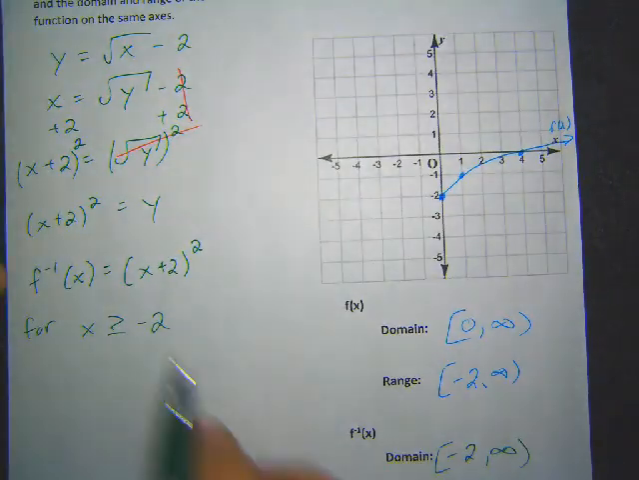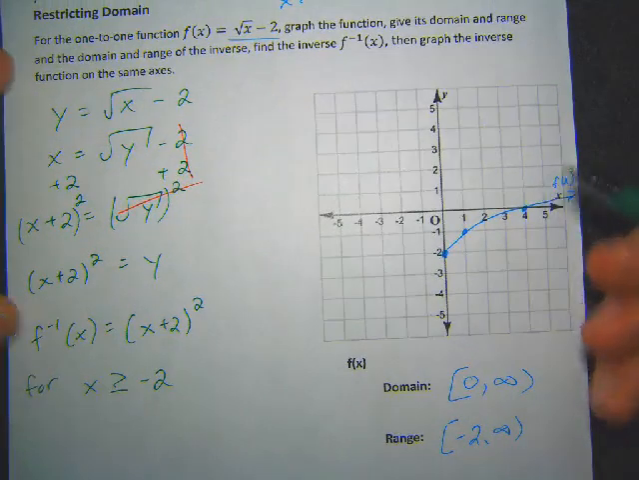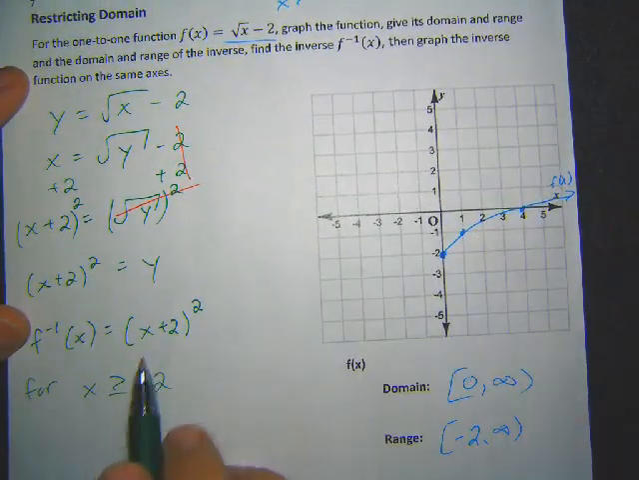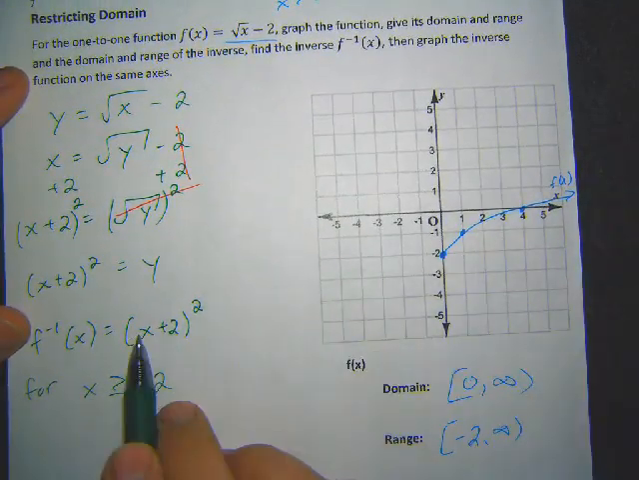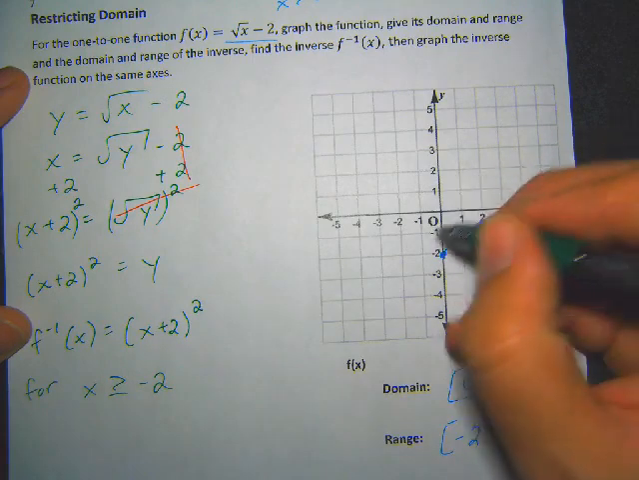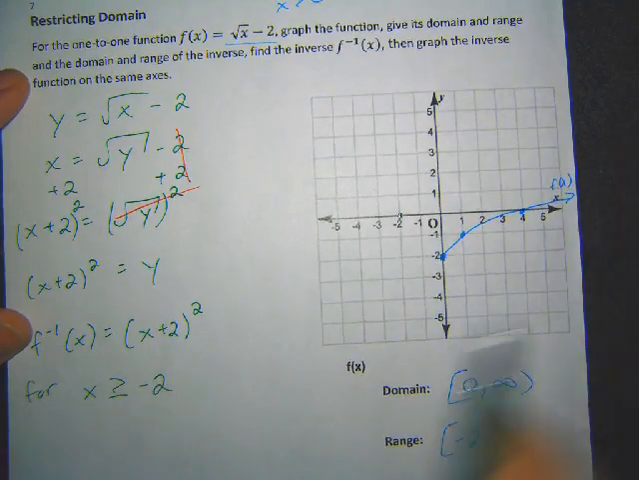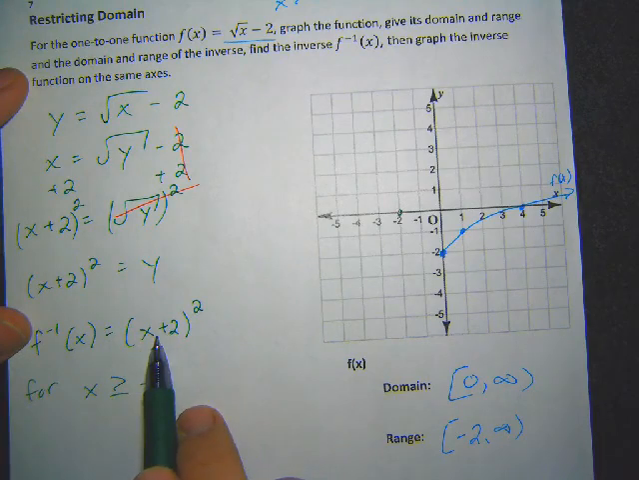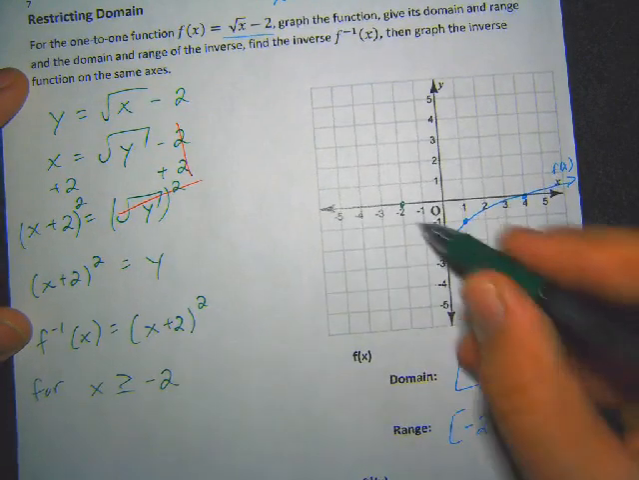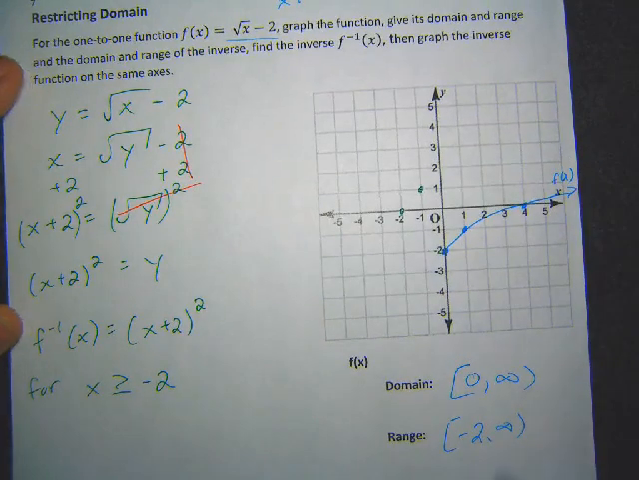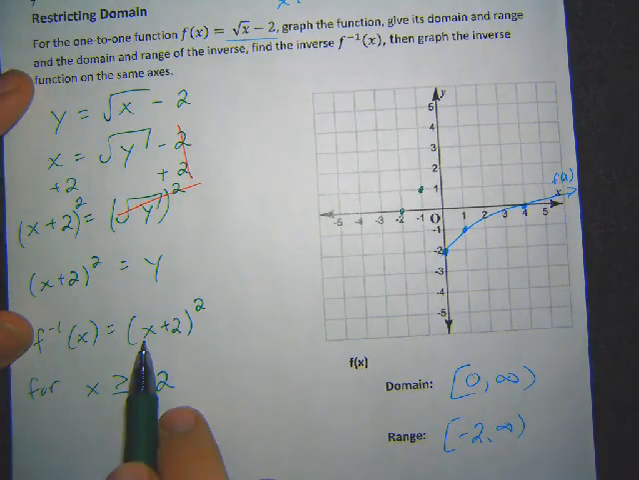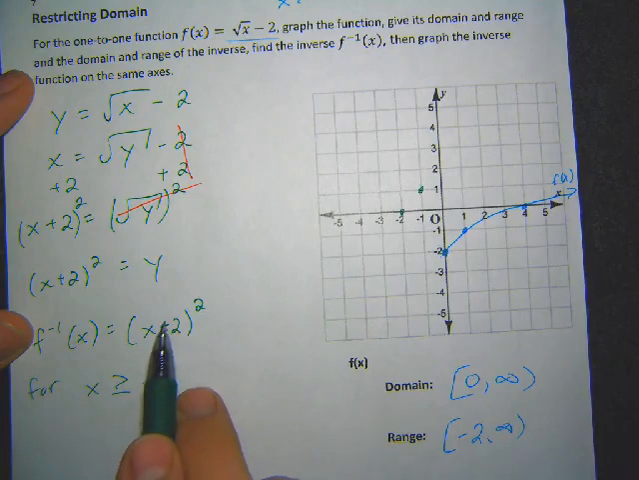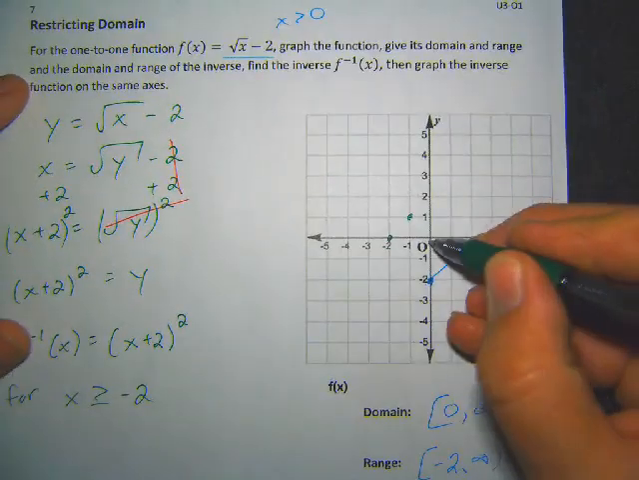If I wanted to check this, to put on the graph, I would just graph this. I could plot some points if I need to. Like I put negative 2 in here. Negative 2 plus 2 is 0. 0 squared is 0. So negative 2 you get 0. Negative 1 in here. Negative 1 plus 2 is 1. 1 squared is 1. So negative 1 you get 1. I think the other one's going to be like 0. 0 plus 2 is 2. 2 squared is 4. So on 0 you get 4.